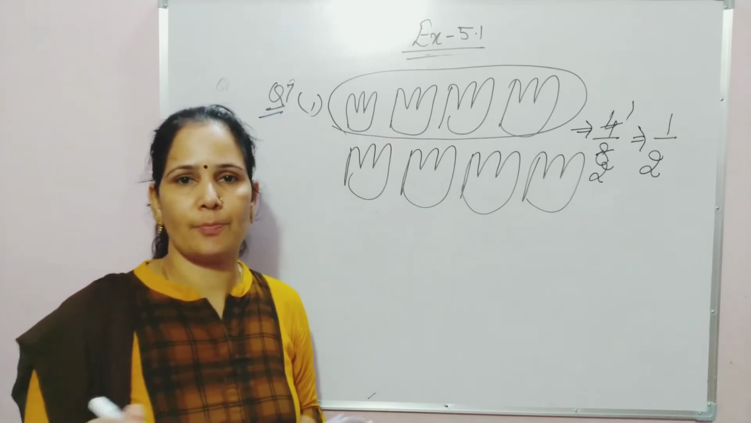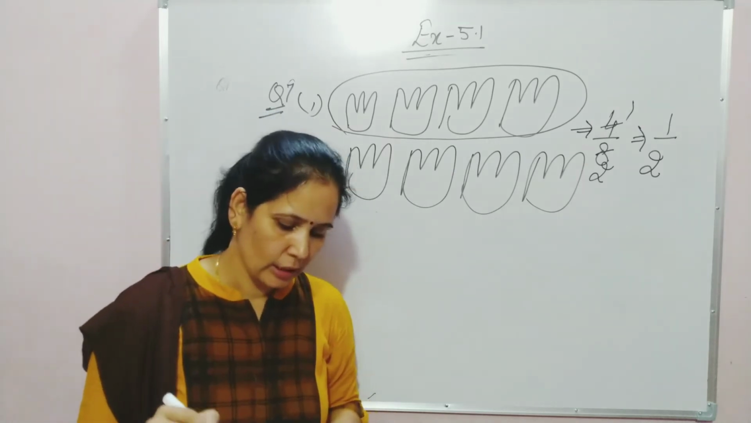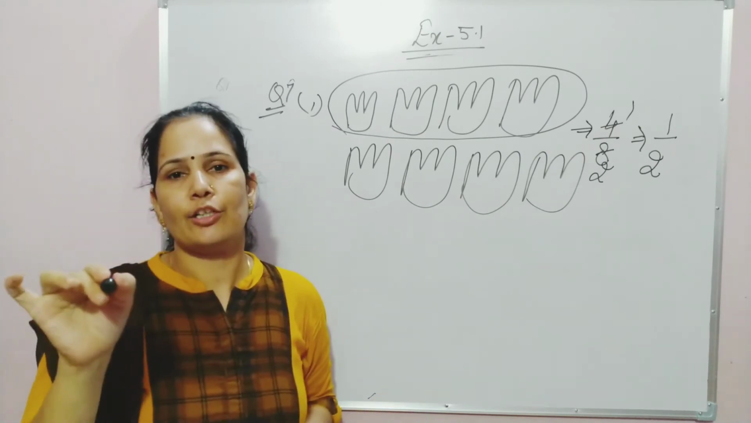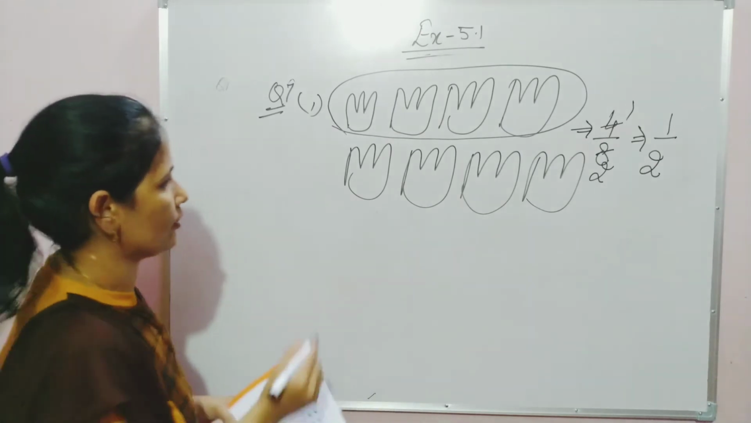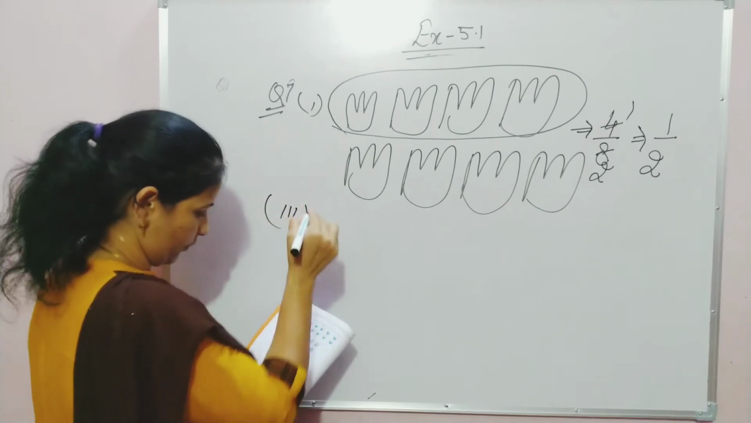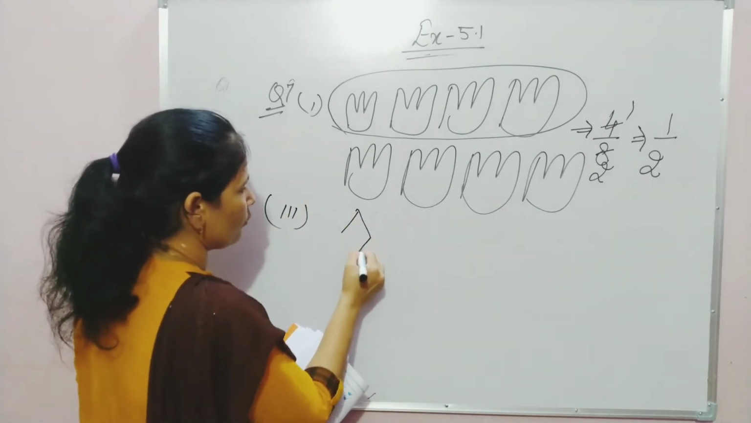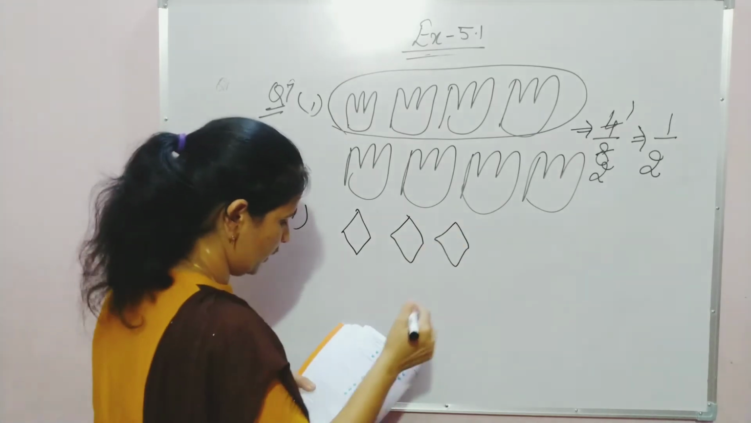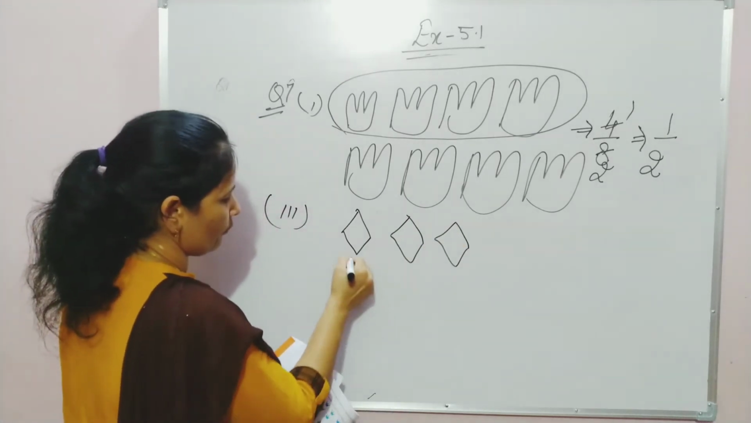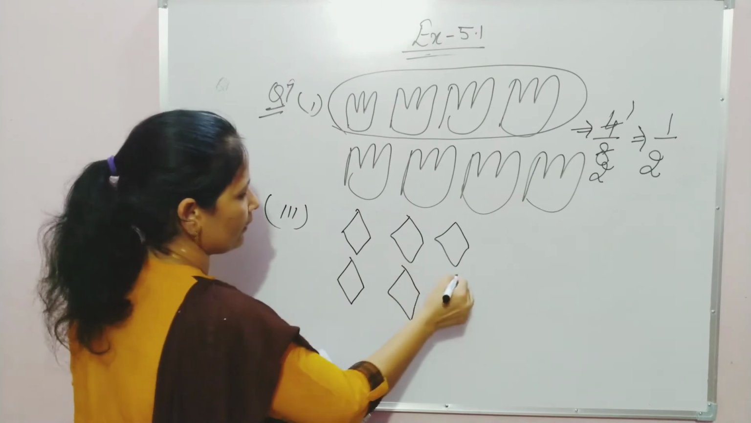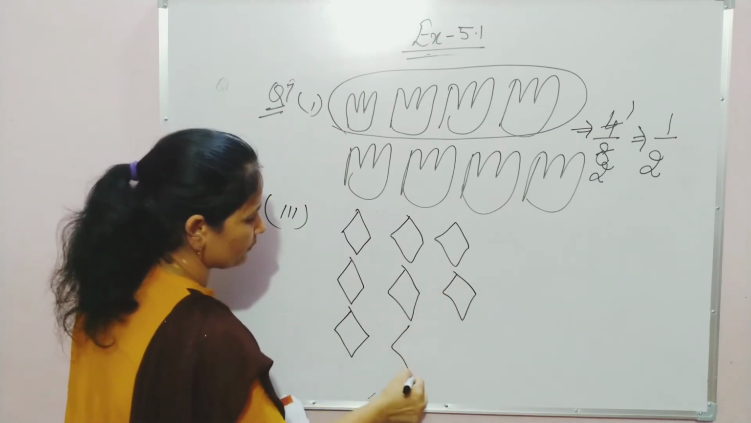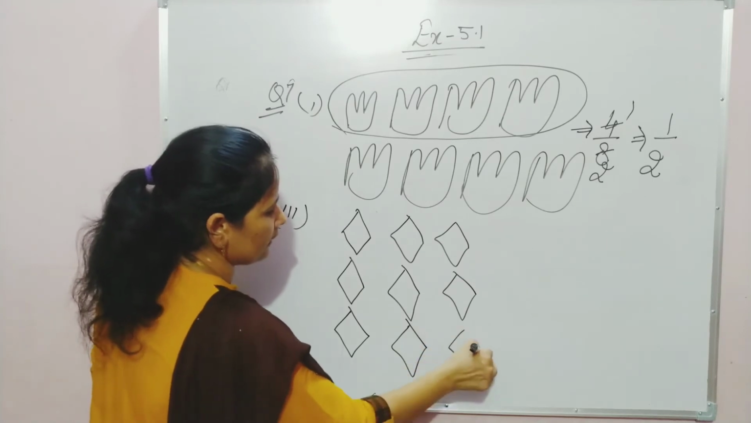A third of the shape means divide by 3. 2/3 of the shapes: total number, multiply with 2 and divide by 3. Let's discuss its third part. Third part they have given 1, 2, 3, 4, 5, 6, 7, 8 and 9.